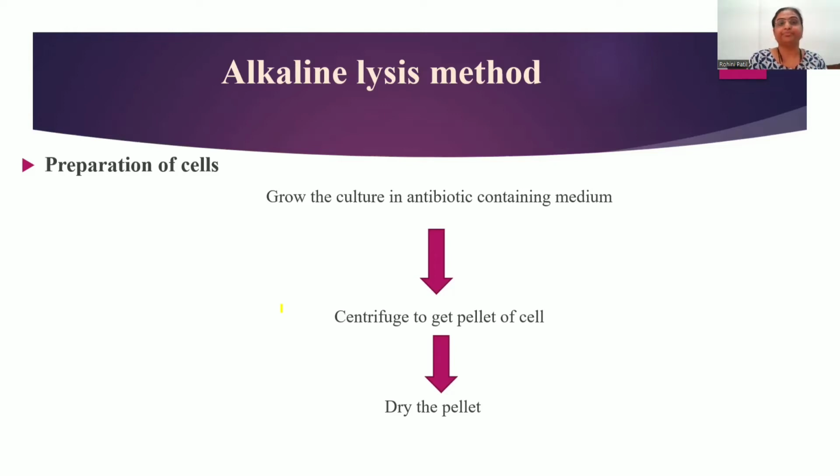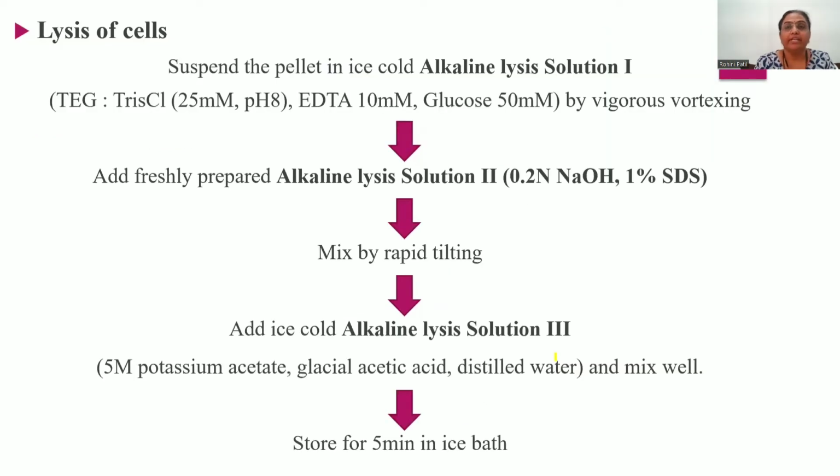So here, when we are going to grow the cells, we have to add the antibiotic into the medium, and after growth of the bacterial cells, we have to centrifuge it, and we are going to pellet out the cells. That pelleted cells, we then have to dry. It is not a complete dry, we have to just aspirate, just remove the extra medium from the pellet, and we are going to add the various solutions for the lysis of the cells. The first one is alkaline lysis solution 1.